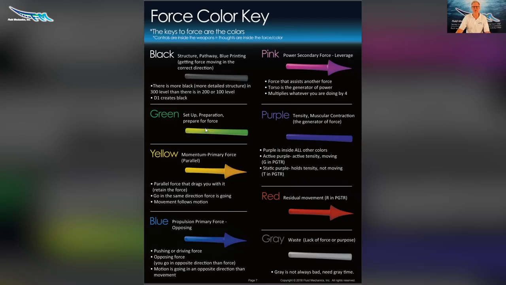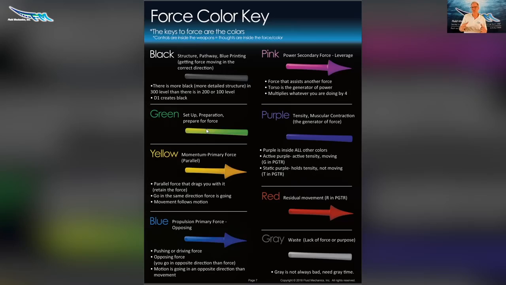Okay, let's move to the green. Green is called setup or preparation for force. So you're getting ready. For instance, if you're coming up here, and A stands for arms, H for head, T for torso, and L for legs. A0, A1, A2, A3, and A4. A0 is green. It's getting ready. It's not force itself. It's setting up. It's preparing for force.